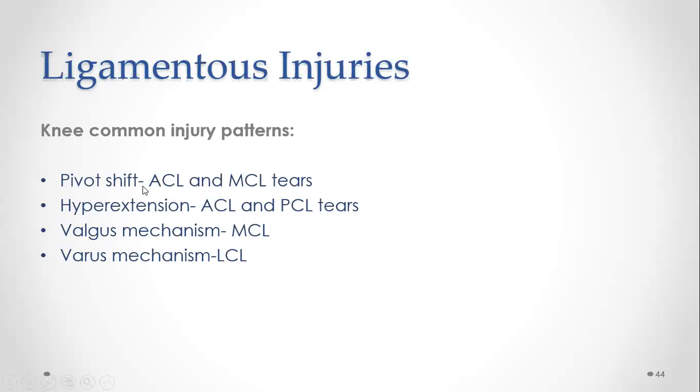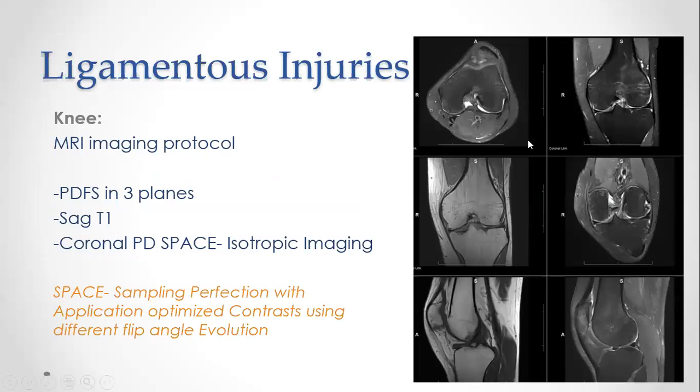Pivot shift injury is associated with ACL and MCL, hyperextension mechanism associated with cruciate injuries, valgus mechanism of injury associated with MCL, and varus mechanism of injury associated with LCL. This is our knee MRI protocol. We have PDFS in 3 planes. We have coronal PD SPACE sequence, a high resolution, isotropic imaging of the knee. We could use multiplanar reconstruction on this sequence. It's a longer sequence, but it's worth it.